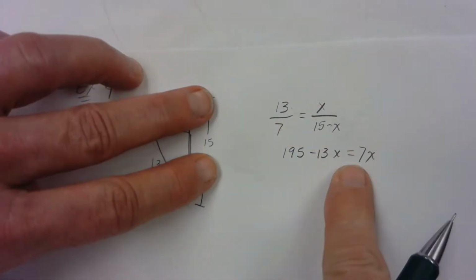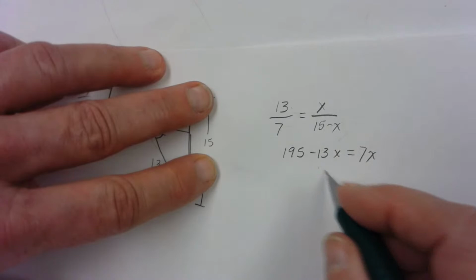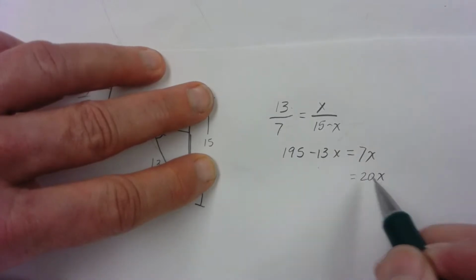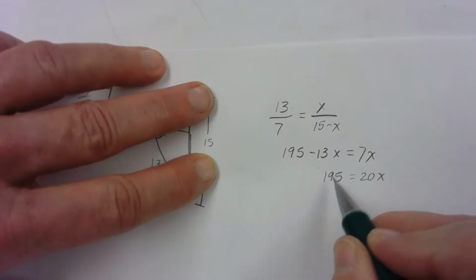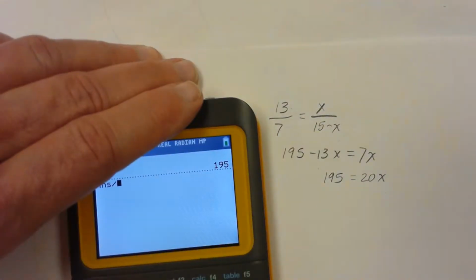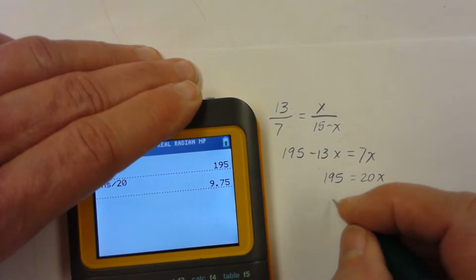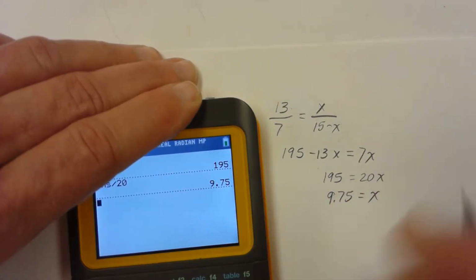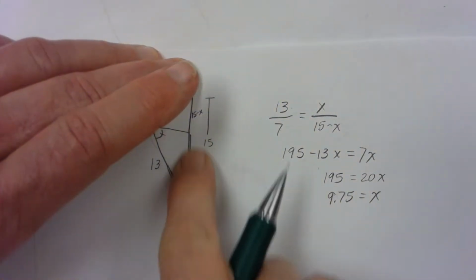Now I'm going to use my algebra to solve. I'm going to add the 13x over to here, and that gives me 20x, 7 and 13 is 20, equals 195. Then I'm going to take 195 divided by 20 to finish the algebra. So I get 9.75 equals x. That's this side right here.